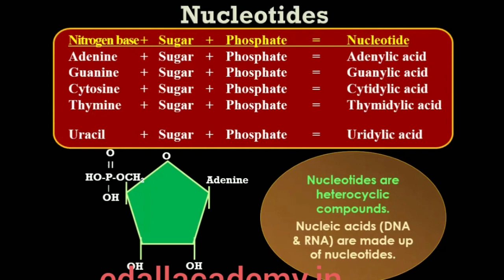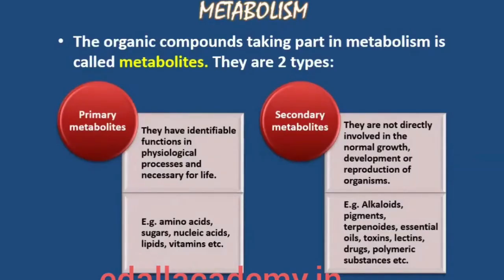Nucleotides are heterocyclic compounds. Nucleic acids such as DNA and RNA are made up of nucleotides. Nucleotides are made up of nucleosides. So it is followed by primary and secondary metabolites. First we must know what metabolism is. The organic compounds taking part in metabolism are called metabolites.